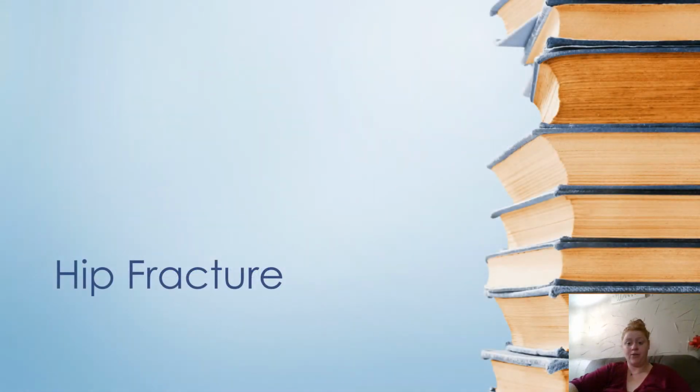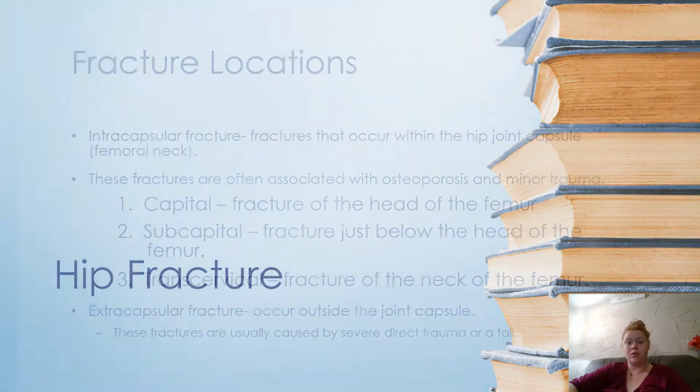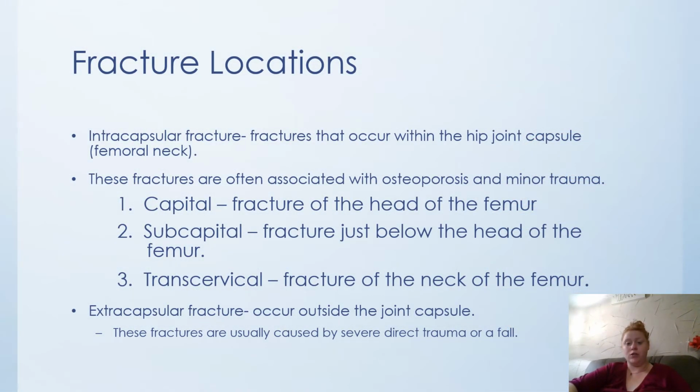Now we're going to talk about hip fractures. So hip fractures obviously happen in the hip joint, but there's a few different locations that the fracture can actually happen. If you remember, your hip joint's kind of like this big bowl, and your femur is a ball that sits in it, and it's got the femoral neck and then the rest of your femur. So all these fractures happen somewhere on the femoral head or the neck.